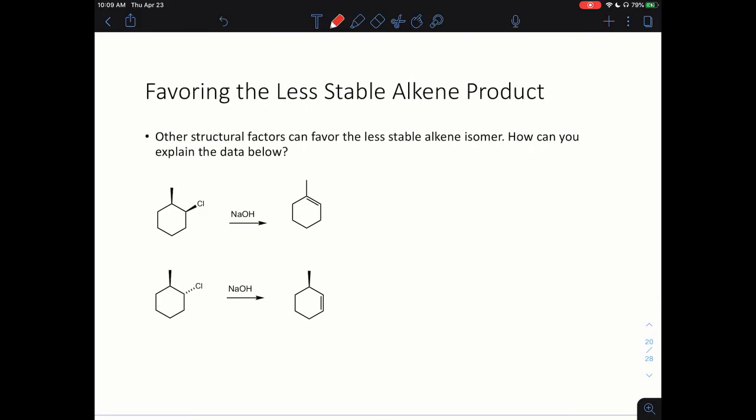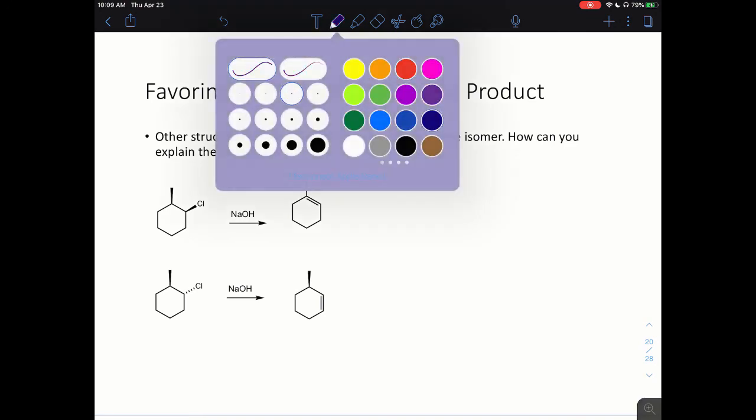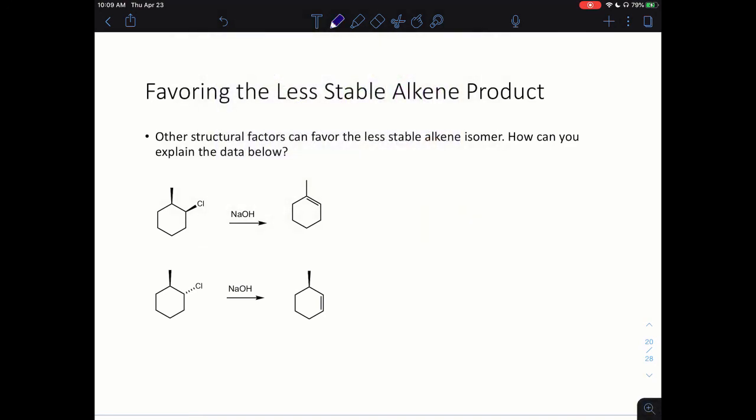Now, other structural factors can favor the less stable alkene isomer. So let's think about how we can explain this data. So we have these two alkyl halides. They are diastereomers of one another. We're treating them with sodium ethoxide.